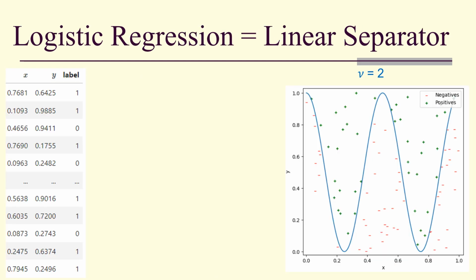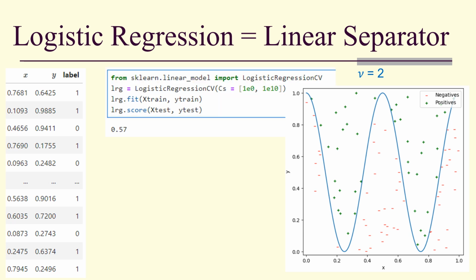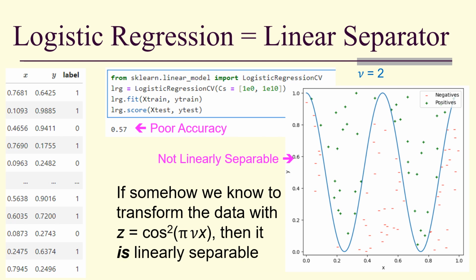So logistic regression is a linear separator. What if we just naively applied logistic regression to this data? Well, here we did it. And we have very poor accuracy, hardly better than just a coin toss classifier. Why? Because this data is not linearly separable.